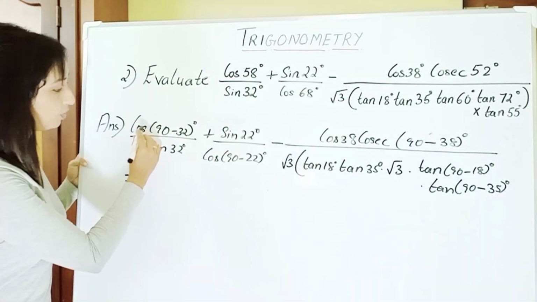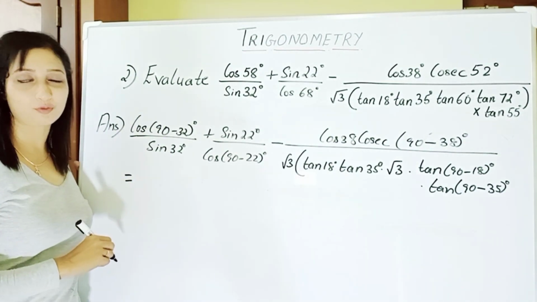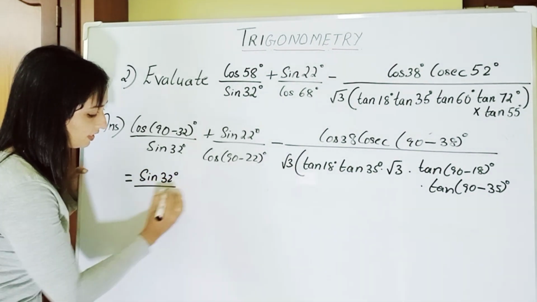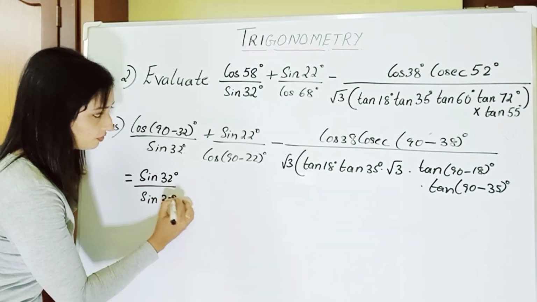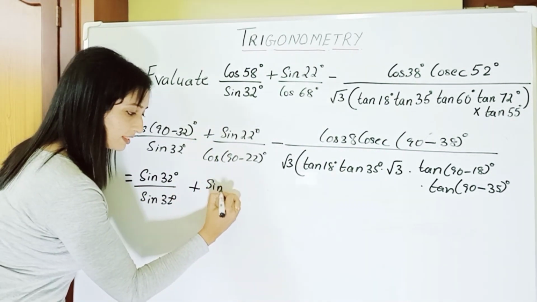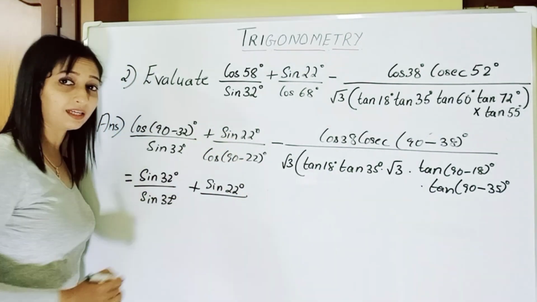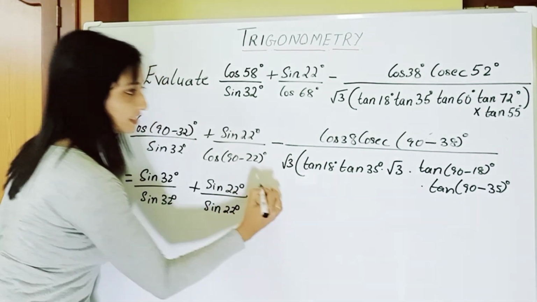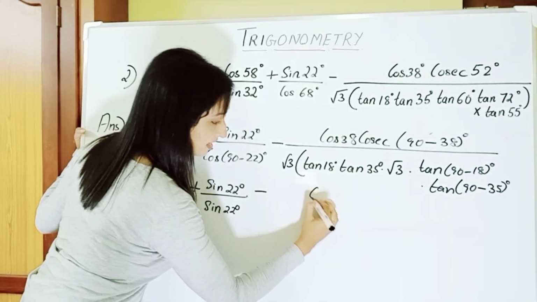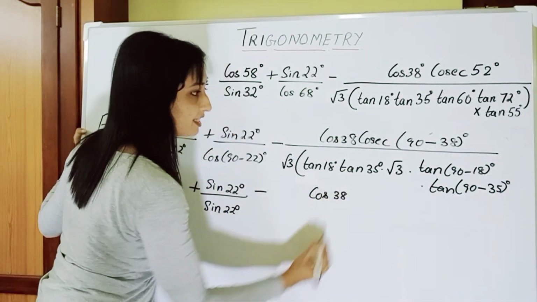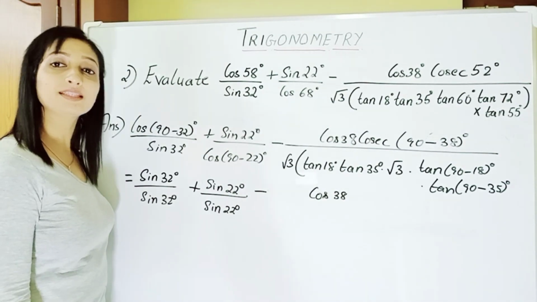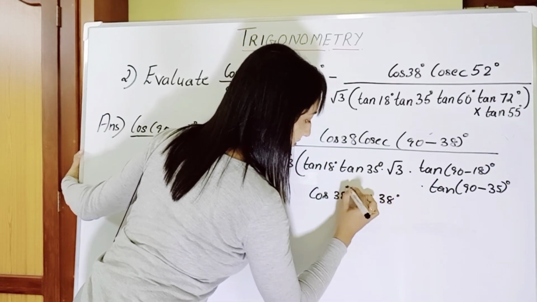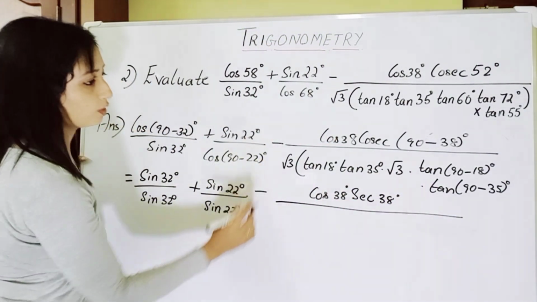That is equal to, what is cos of 90 minus theta? Cos of 90 minus theta is sin theta. So I write it as sin 32 degree by sin 32 degree plus sin 22, I write it as such, cos of 90 minus 22, I can write it as sin of 22, minus cos 38, again I write it as such, cos 38. Cosec 90 minus theta, I can write it as sec theta. So here I can write it as sec 38 degree by root 3 into root 3.